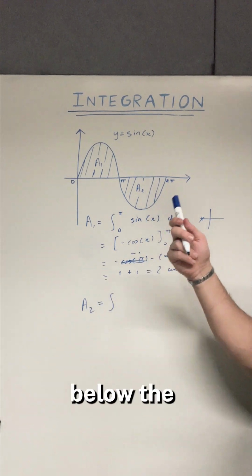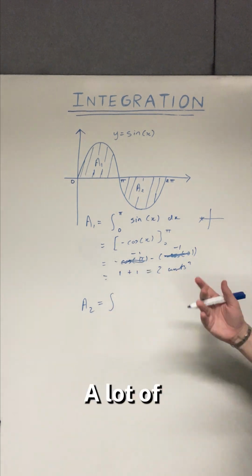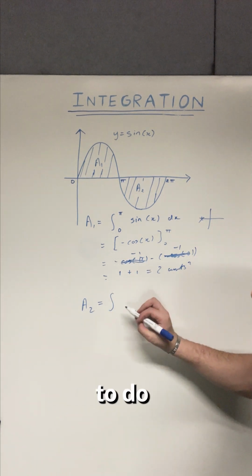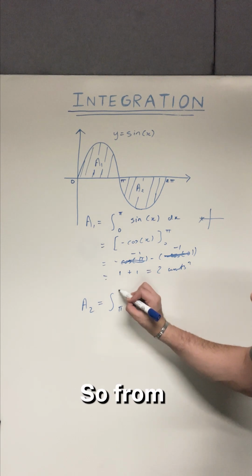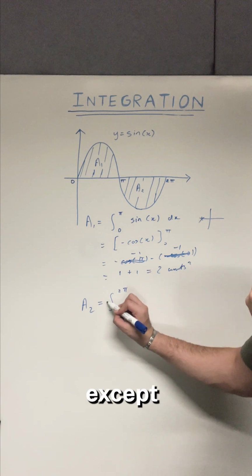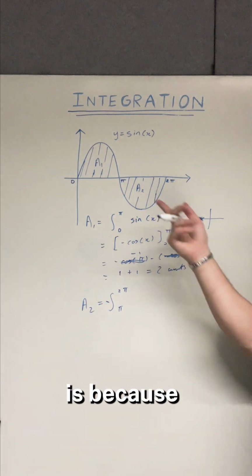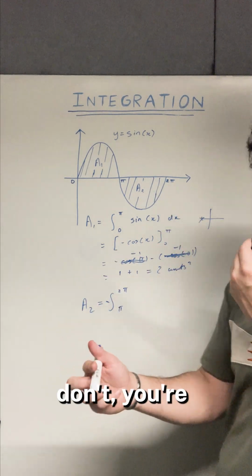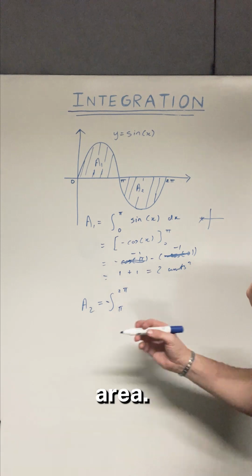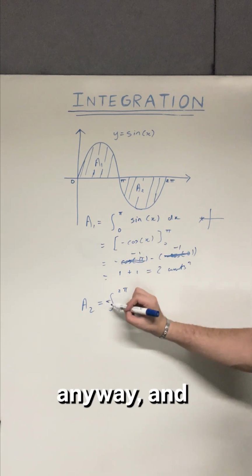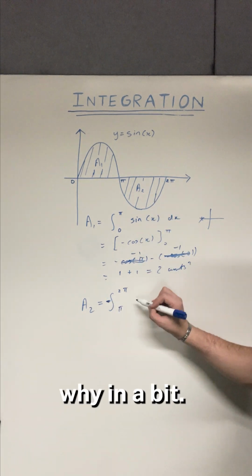Now A2 is actually below the x-axis, so it's slightly different. A lot of people forget this. But what we actually have to do is same thing, lower bound to upper bound, so from pi to 2 pi, except we actually have to take the negative of it. Now, the reason why we take the negative is pretty obvious, because it's below the x-axis. So if you don't, you're just going to get the negative area. But it's really important to split up the calculation anyway, and I'll show you why in a bit.